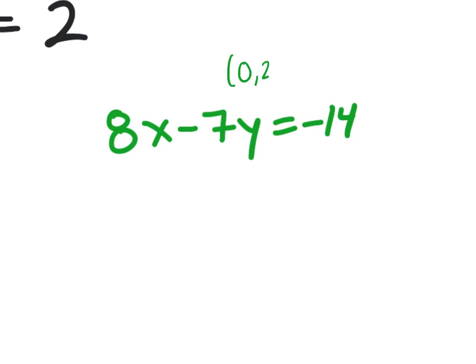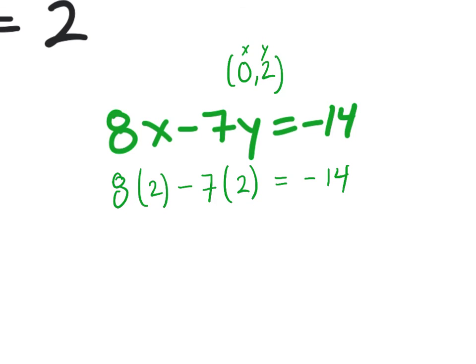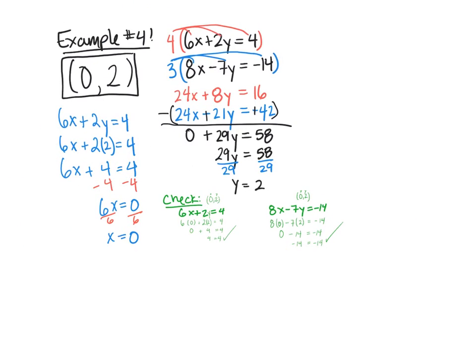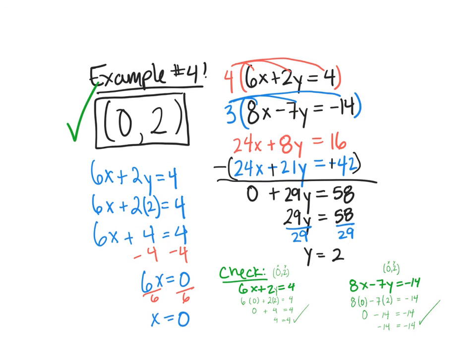Let's go over to the next one. And again, my answer was 0, 2. So that's the x, that's the y. So 8 times 0 minus 7 times 2 equals negative 14. Do you see how I said 0 out loud and then I wrote a 2 right there? That's my bad. Let's fix that. So 8 times 0 is 0. Negative 7 times 2 is negative 14. Negative 14 is, in fact, equal to negative 14. Oh, my goodness gracious me. This is correct. Okay, that is elimination.